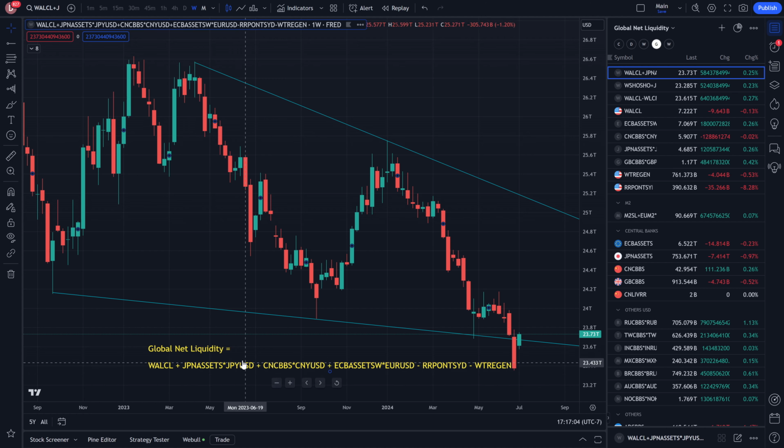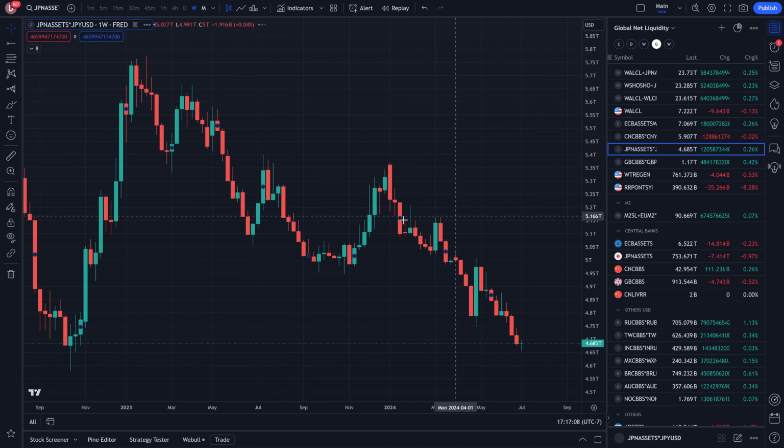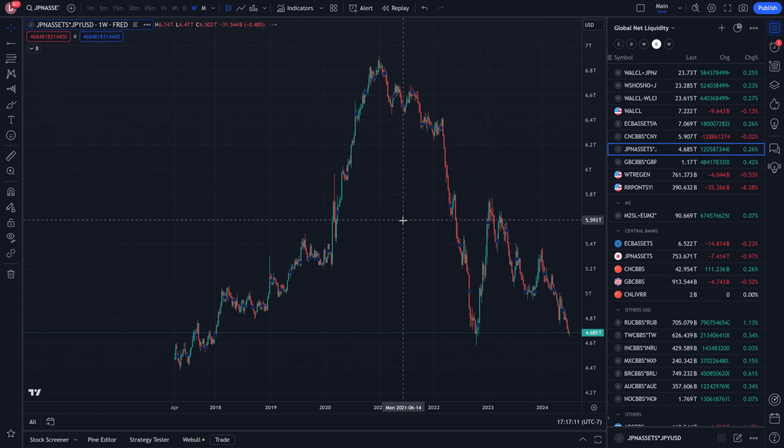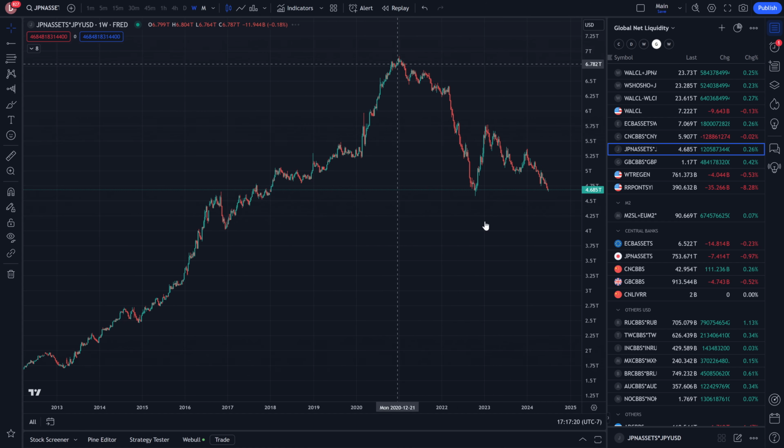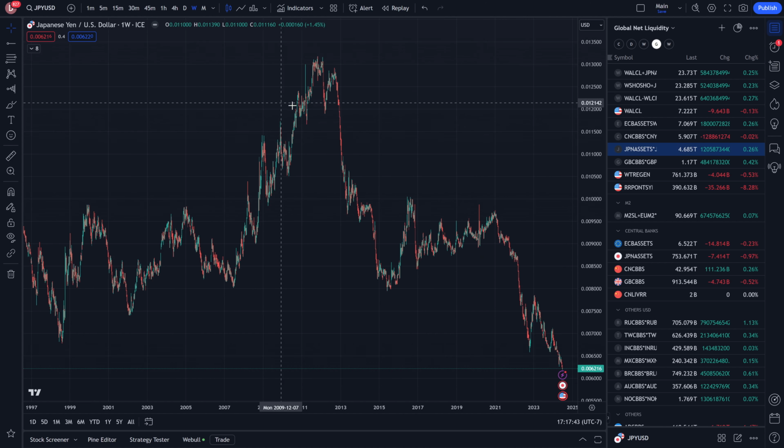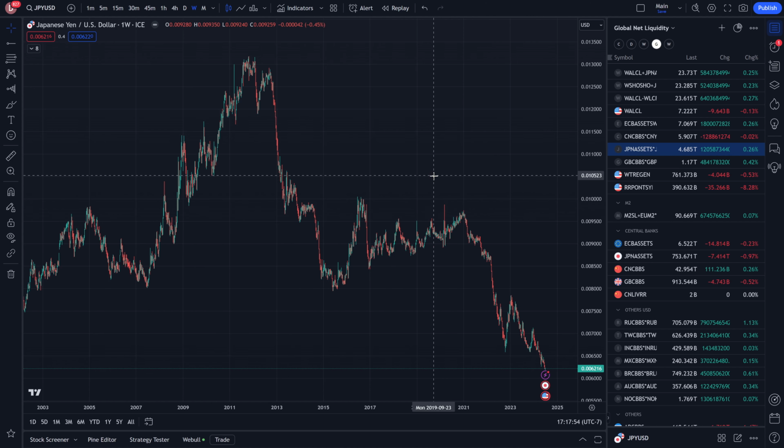So if we look at this entire expression, we get a very different picture, which is right here. This is the Japanese assets converted back into USD. And as you can see, it's been on quite the decline because of the currency component that we have there. So that's JPY USD. When we take this and multiply it times the Japan assets, that's why the chart's in such a downfall there.